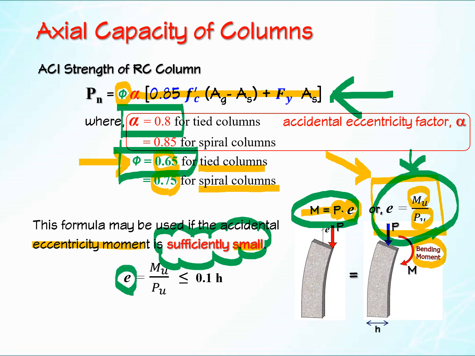If your E value is 0.1 h, memorize, M over P, or E value must be smaller than 0.1 h. Then do not do bending analysis, just use this formula. ACI recommends to use this formula if your eccentricity is smaller than 0.1 h. Please note that your h is least dimension of your column.